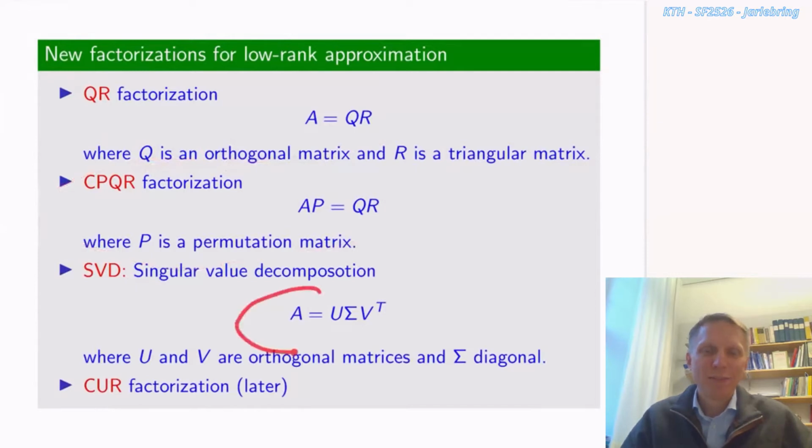This video is mainly about the singular value decomposition, which involves decomposing your A matrix into a product of U, sigma, and V transpose, where U and V are orthogonal matrices, and sigma is essentially a diagonal matrix. Later we're going to also cover a decomposition called the CUR decomposition.